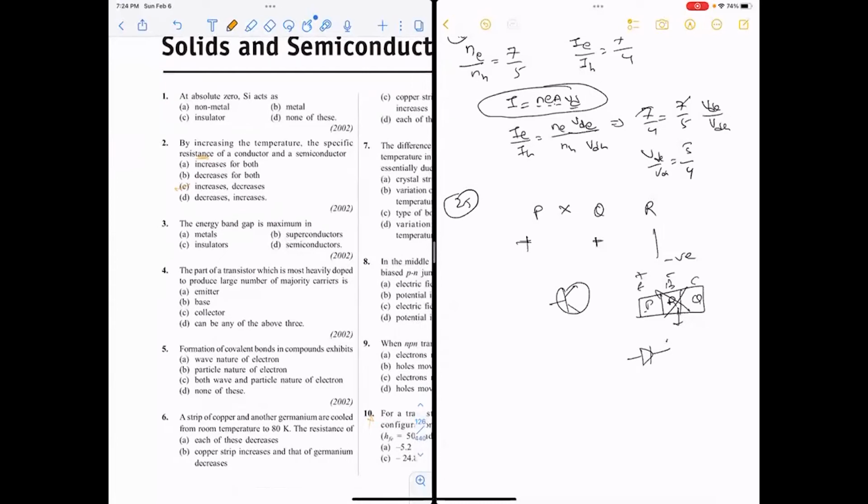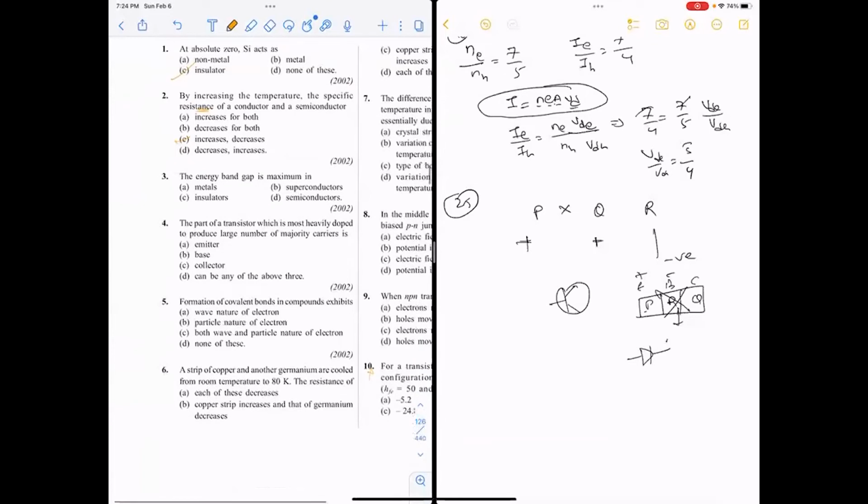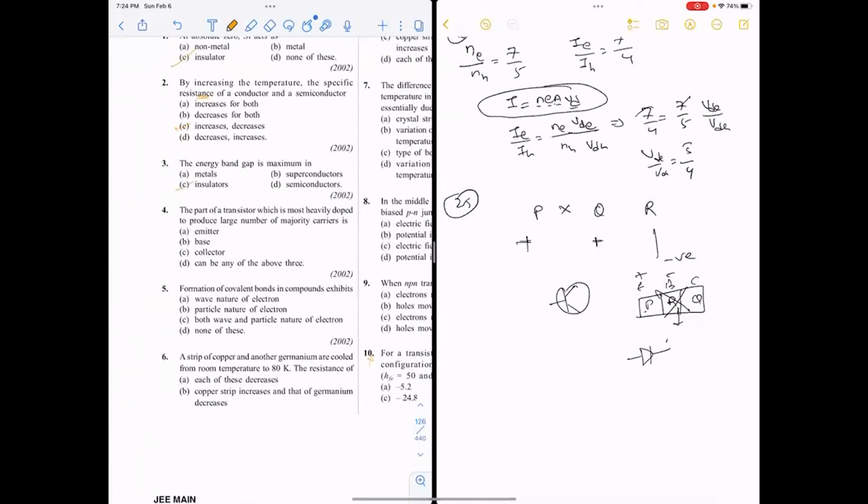At absolute zero, silicon acts as what? Metals at absolute zero are superconductors, we say. But silicon at absolute zero, whatever electrons we have are due to temperature. So at absolute zero, all the electrons are bonded and it behaves like an insulator. A metal behaves like a conductor because of free electrons. The energy gap is maximum in insulators. The part of the transistor which is most heavily doped to produce a large number of majority carriers is the emitter. These are very easy ones.